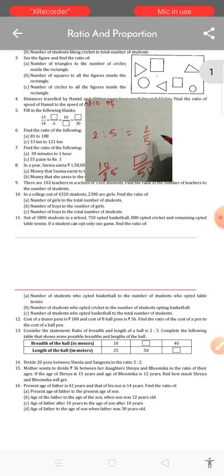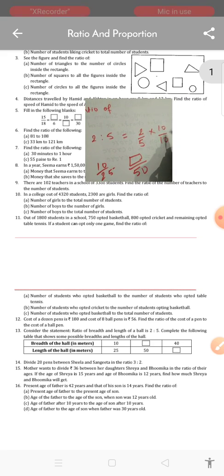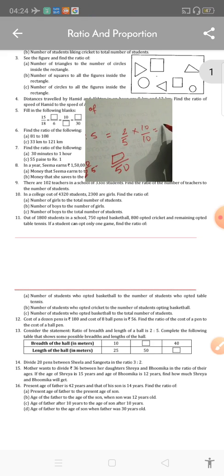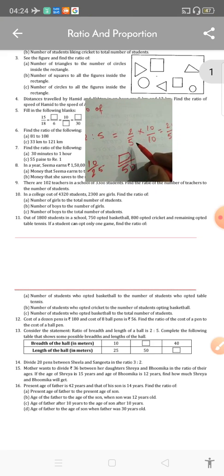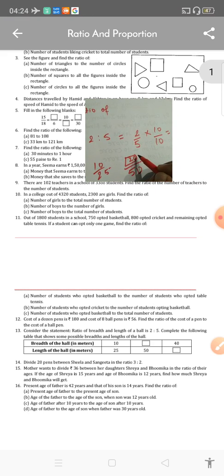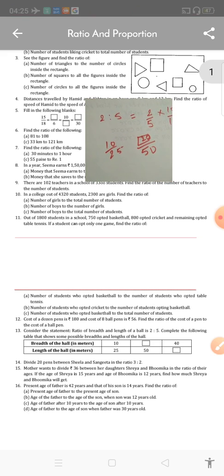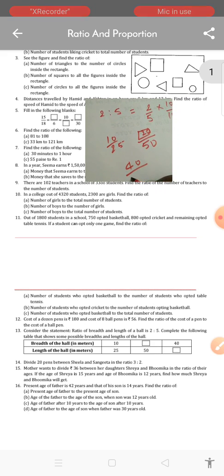If you multiply the given ratio by 10, then we obtain 20 over 50. 10 times 5 is 50. So in the first bracket you write 20. And in the second bracket, this is given as 40 over the blank.